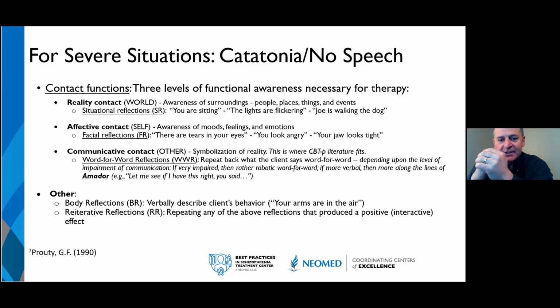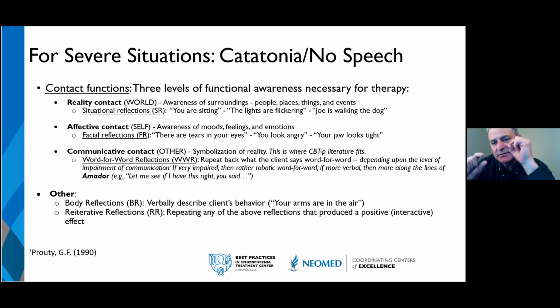All right. So in the world, if a person's non-responsive, you could reflect back, you are sitting, the lights are flickering, it's snowing outside, I'm just observing that. And you just see if they respond to any of those sort of reflections, if you will, about what's happening concretely in the environment. So you're providing that contact for them in that way. Affective content can be awareness of moods and feelings, like, I notice there are tears in your eyes. I wonder if you're sad. You look angry, your jaw looks tight, things like that. So that, again, very basic, but just observing and reflecting back in a gentle and kind way.